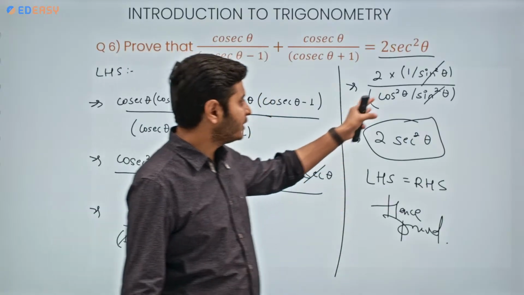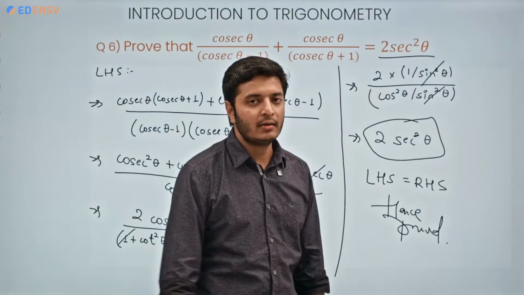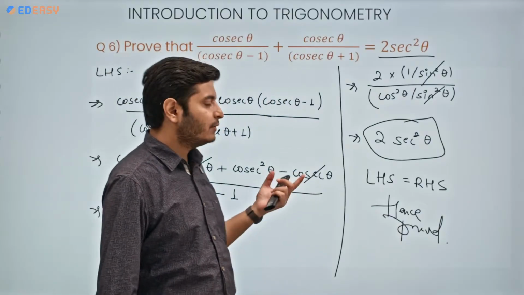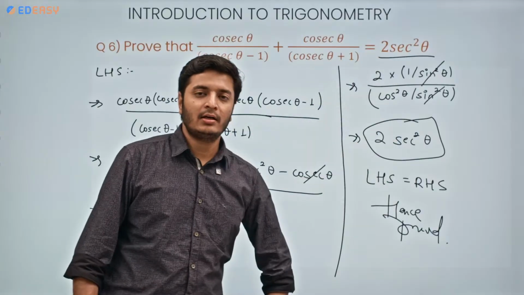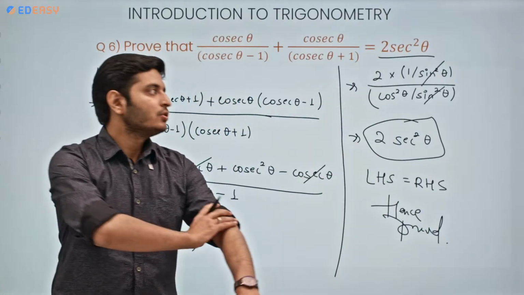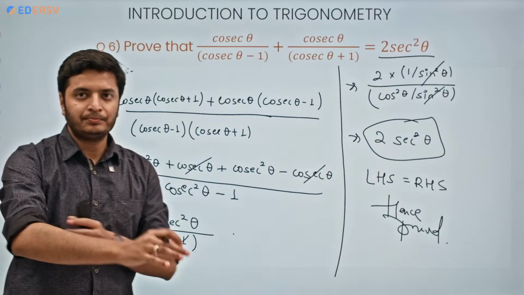Then after looking at this, we are getting 2 divided by cos square theta. 1 by cos square theta is secant square theta. So we are getting LHS and RHS as equal now. So this is how you can approach this problem.